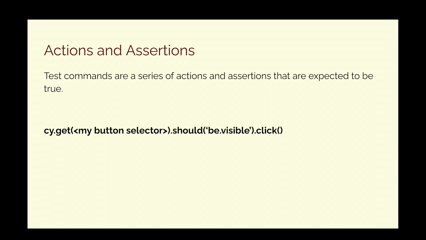The most common would be something like should. And should lets you do what is called an assertion. This assertion is basically saying, I expect this thing to be true. When you run the get method on a query selector, it implicitly tells Cypress that thing should exist in the DOM. Then should, I want to make sure it's visible, and then I want to click it. The click is not an assertion, but just an action.